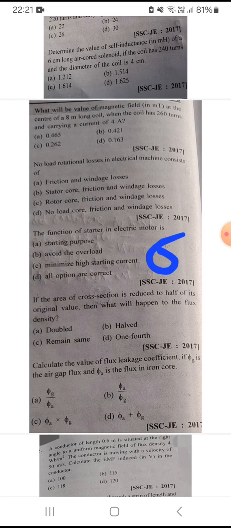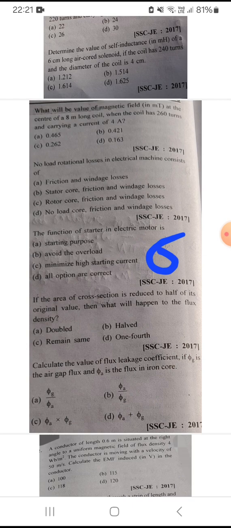Next, no load rotational losses in electric machine consist of: option D, no load core, friction and windage losses. The function of starter in electric motor is starting purpose, avoid the overload, minimize high starting current. All options are correct. Option D, that is all options are correct.